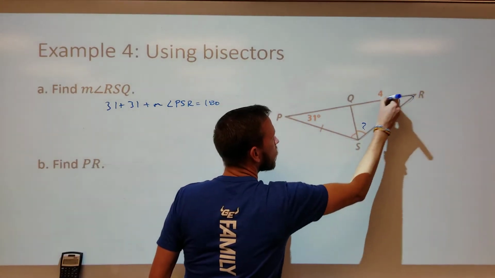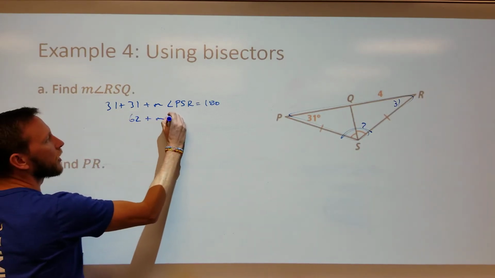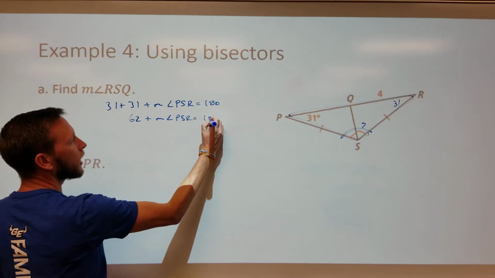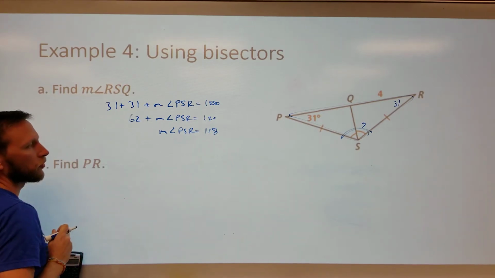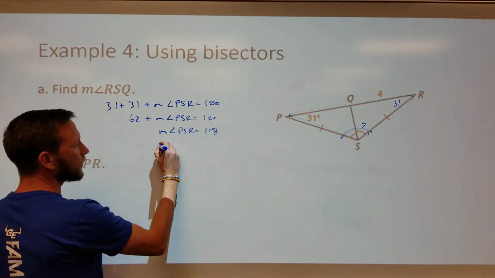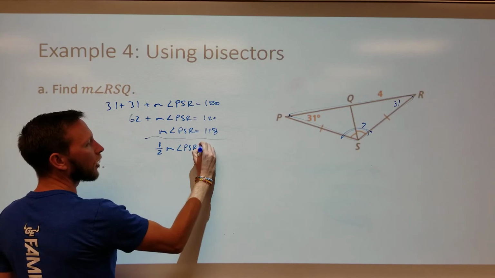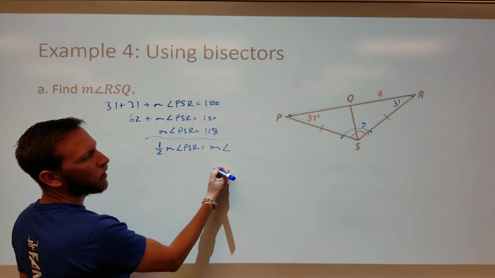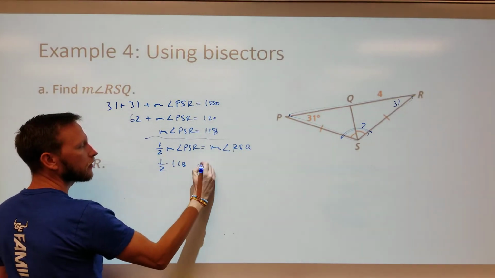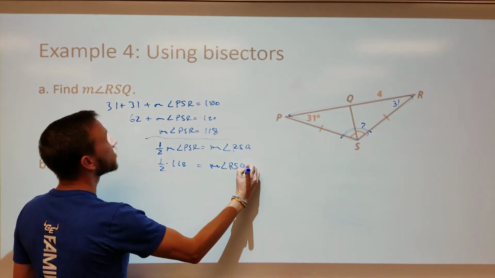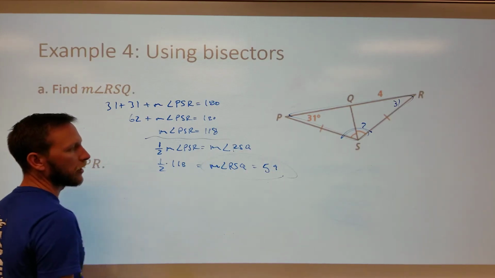Now, this is looking at the big triangle here. PSR is this whole thing here. So I know that I've got 62 plus the measure of angle PSR is equal to 180, or the measure of angle PSR is equal to 118 when I subtract 62 from both sides. And now I know that 1/2 of the measure of angle PSR is equal to the measure of angle RSQ. Which means that I can take 1/2 of 118 to get the measure of angle RSQ, which is what I'm looking for here, which is going to give us 59 for the measure of angle RSQ.